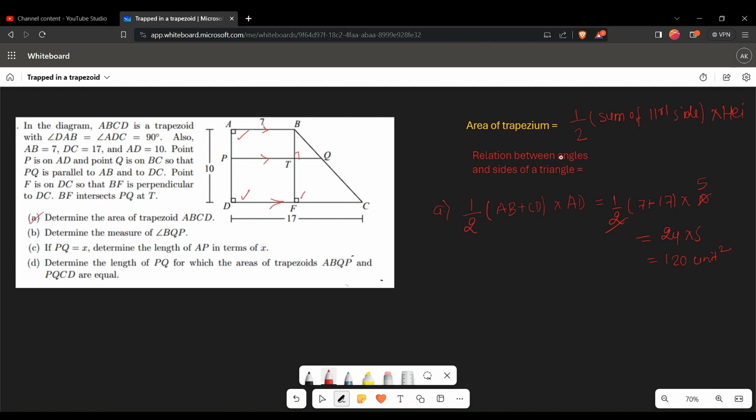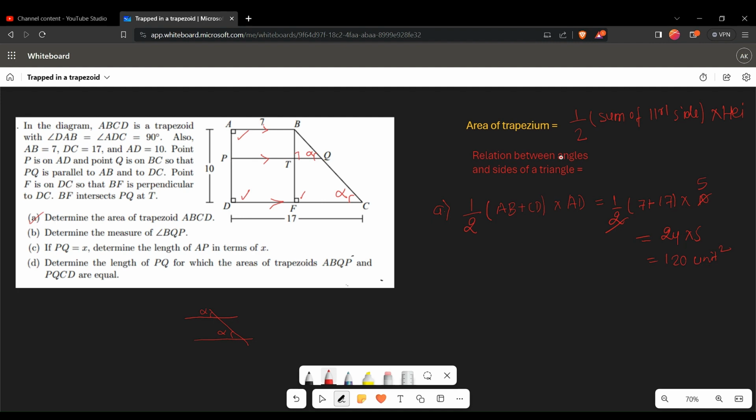So this is the answer for the first part, and the next asks what is the measure of angle BQP. We need to find this angle, said to be alpha, and since AB and PQ are parallel and BC can be considered as a transversal, we can say that this angle will also be alpha by corresponding angles. Like you can see that if this is PQ and this is DC and this is alpha, this will also be alpha. It is corresponding angles.